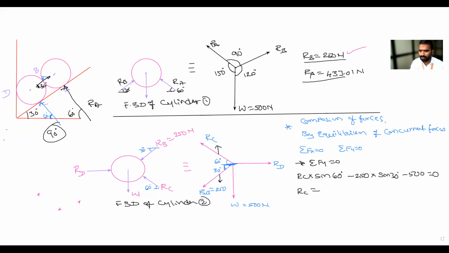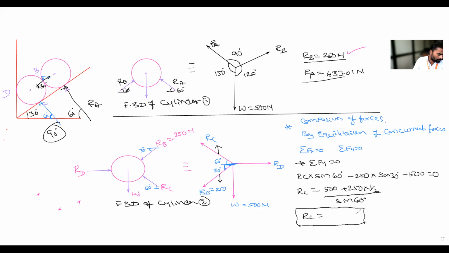So find out the value of RC. RC is equal to, I will transfer this 500 to the right hand side. So plus 500 plus 250 sin 30, which is half, 1 by 2, divided by sin 60. Okay, calculate the value of RC. RC is equal to how much? 644.33.